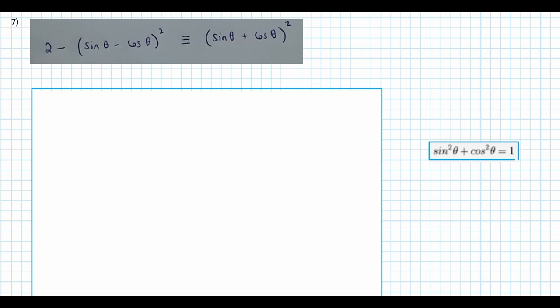Question 7. 2 minus, and then we bracket sine theta minus cosine theta squared. So the second part we actually did already. So just multiply it out using your FOIL method. So I'll just put that out there. But you can see on the right hand side, so we're equating it to sine theta plus cosine theta squared. It's intriguing because we have a 2, a constant of 2, just sitting there. So you're not really sure what to do. So this is a kind of an odd question.